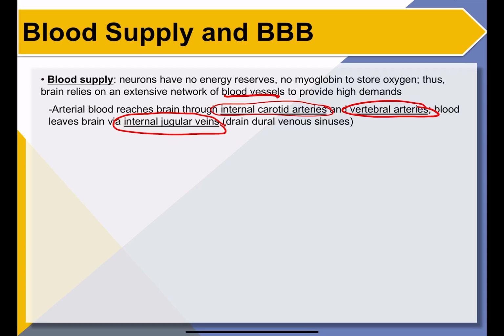And then what happens is that, once blood goes back into the jugular vein, it will drain from the dural venous sinuses as well. We were talking about earlier, those superior sagittal sinus, inferior sagittal sinus. They will drain those sinuses as well and bring it back to the heart via the venous circulation. So we'll talk more about arteries and veins of the circulatory system next semester in the cardiovascular system chapter.